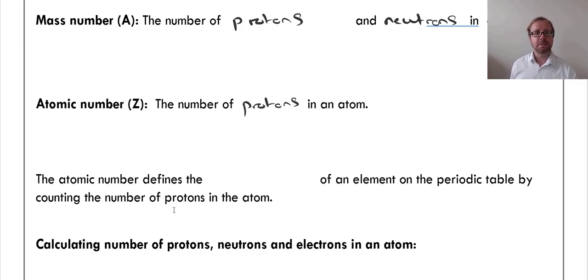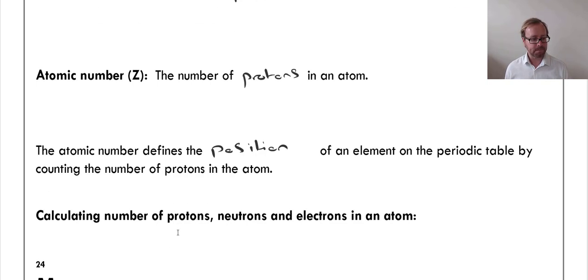Okay, so now this is also important. The atomic number defines the position of an element on the periodic table by counting the number of protons in the atom. So we can tell the position of an element by looking at its atomic number, or say it another way, if we're given the atomic number of an element, we can find its position on the periodic table. If you look at a periodic table, you will soon realize that the elements are arranged in increasing values of atomic number from left to right.